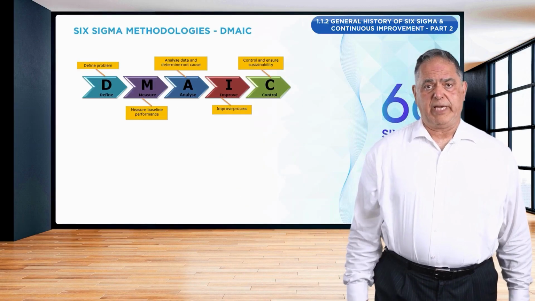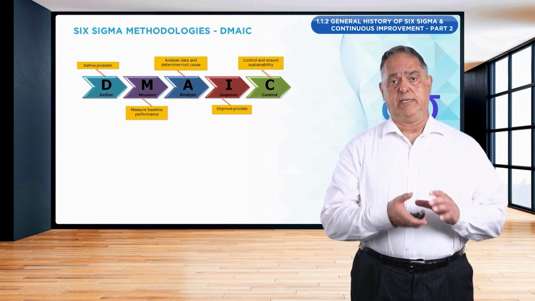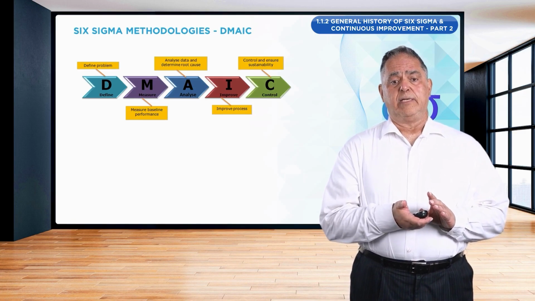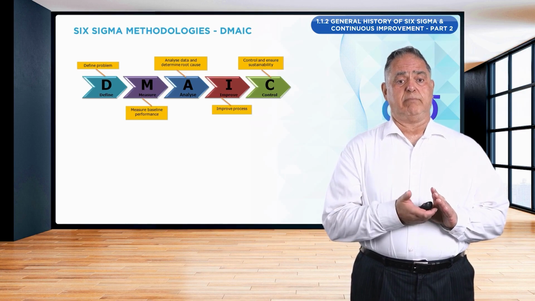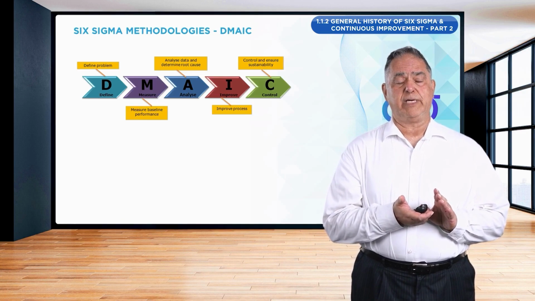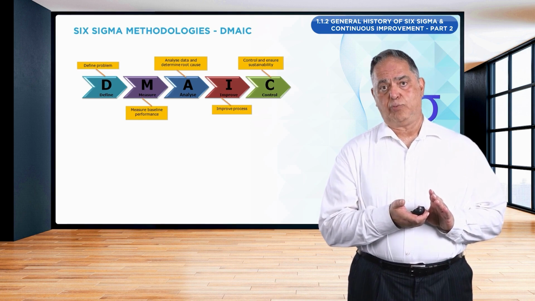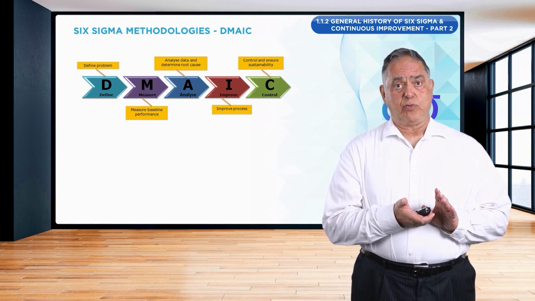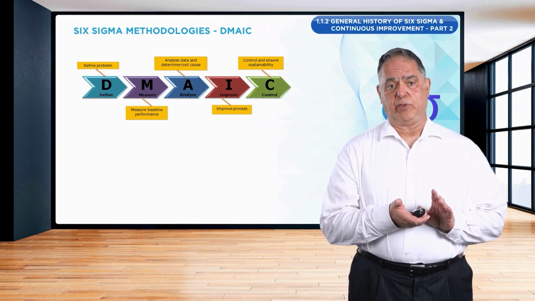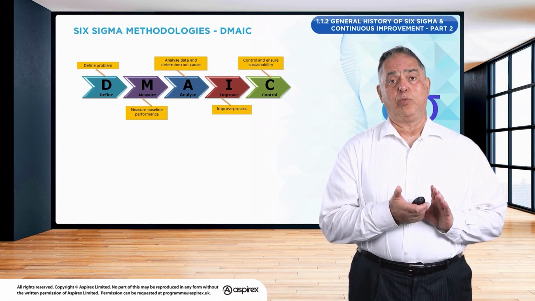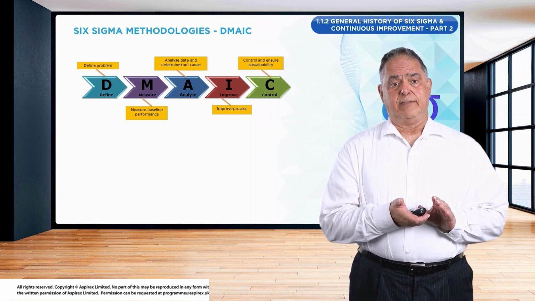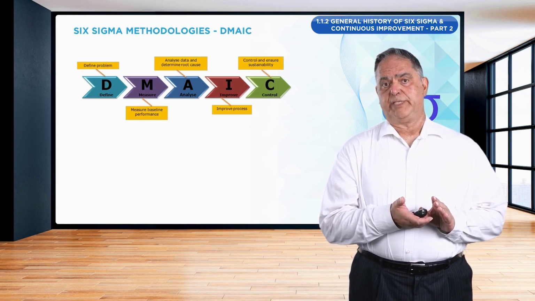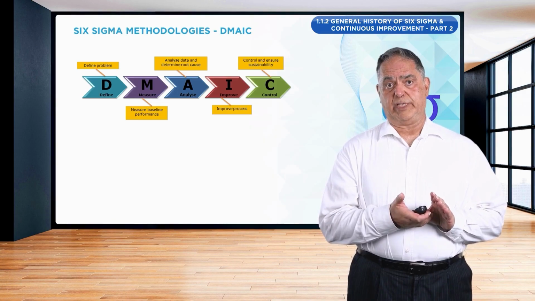Let's start with DMAIC. DMAIC is the classic Six Sigma methodology for improving existing process, products, and services. And as you can see, DMAIC is an acronym for Define, Measure, Analyze, Improve, and Control. These are the 5 stages or 5 phases of this methodology. So during the define, we define the problem. And this means that we have to fully understand what is the business problem that we're about to address.